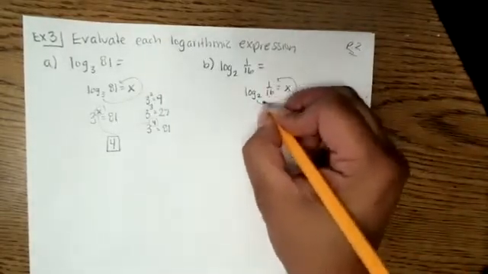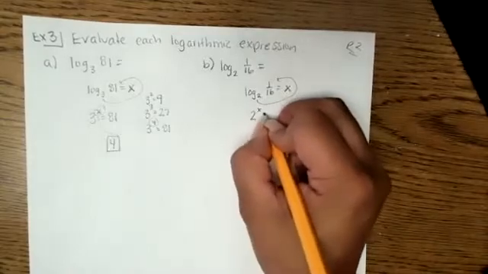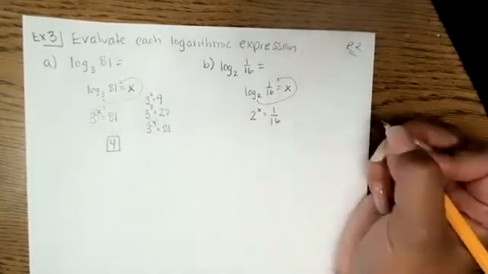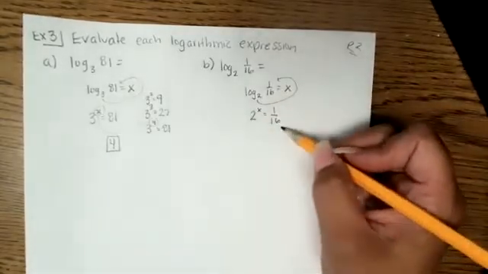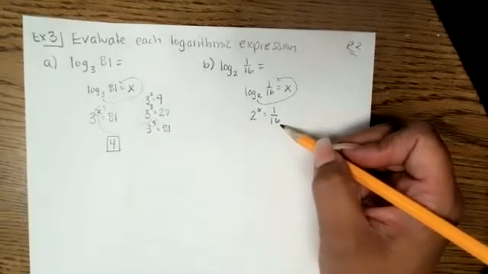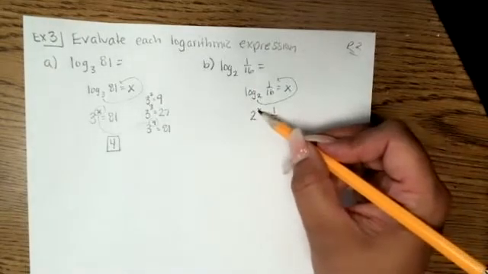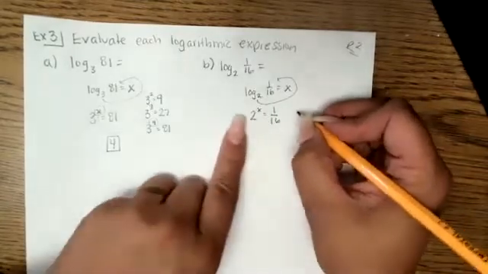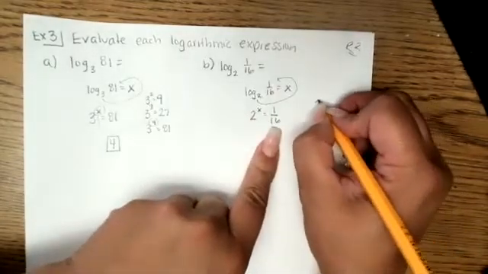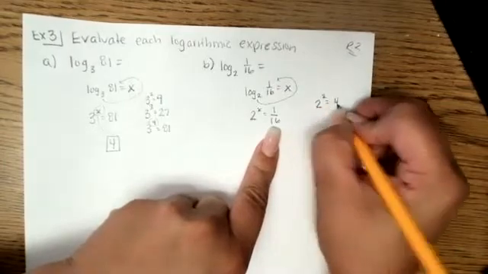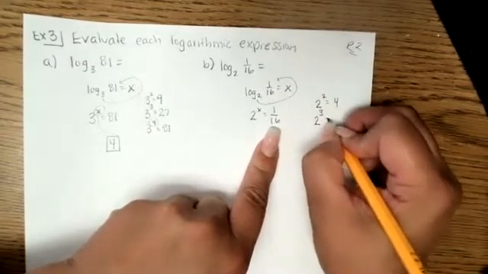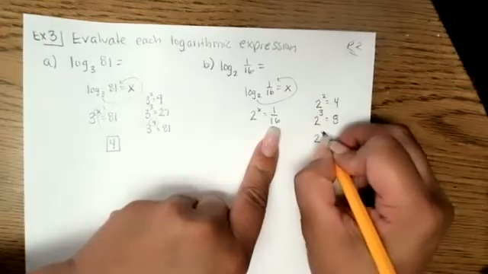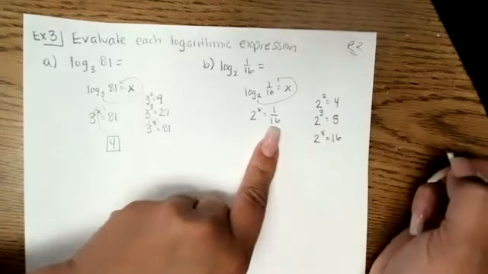That's going to be 2 to the x power equals 1 over 16. Now, in order for it to be a denominator, you have to have a negative exponent. So I know that's going to be a negative exponent because it's going to throw it on the bottom. Now, I'm going to do powers of 2 and see which one gives me a 16. 2 squared equals 4. 2 to the third power equals 8. Well, 2 to the fourth power equals 16.